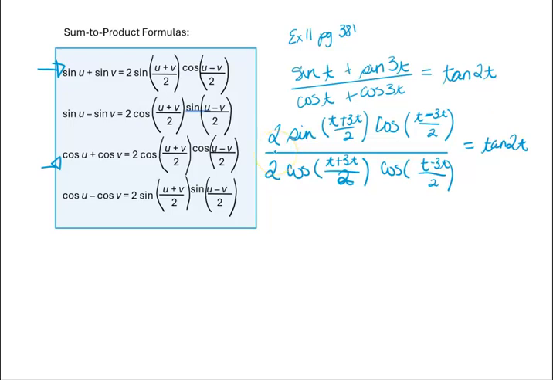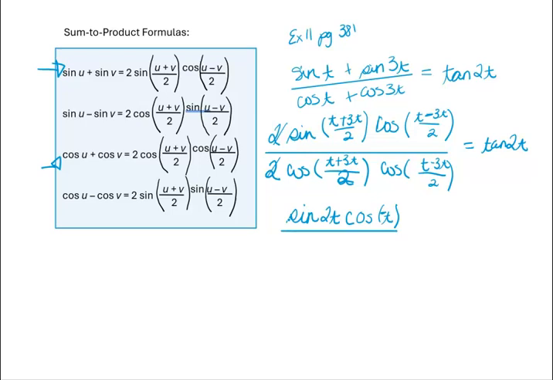Now I'm going to simplify this down. Since these are factors, I can cancel out the 2's, right? And then the sine of t plus 3t divided by 2 on the numerator is the sine of 4t divided by 2, which is 2t. And also on the numerator, the cosine of t minus 3t divided by 2 is negative 2t divided by 2, which gives me the cosine of negative t. There should be a negative there. That should be my numerator.